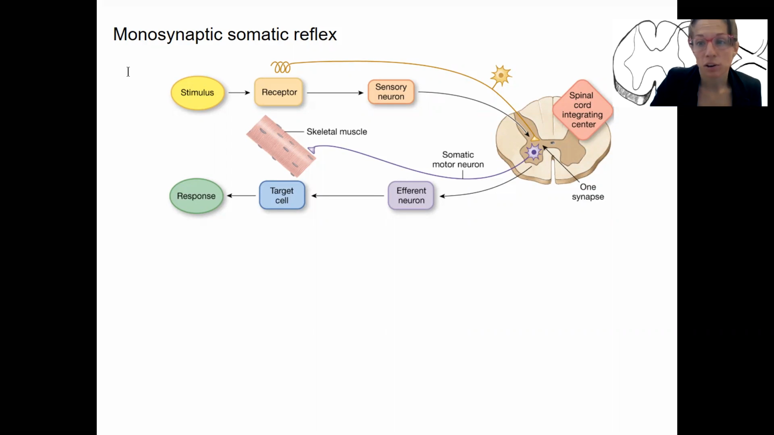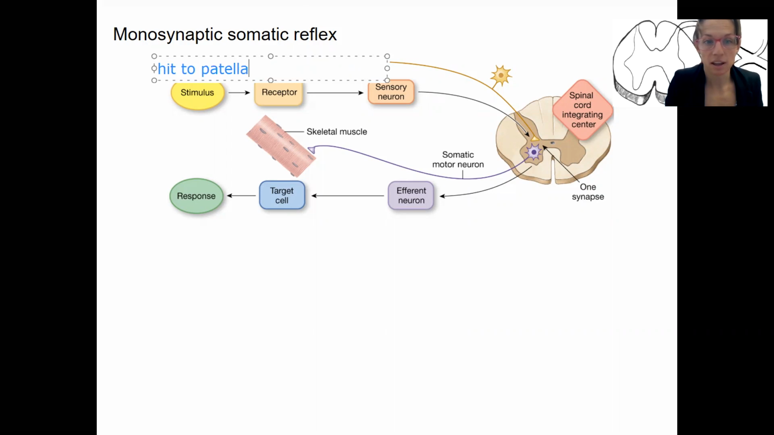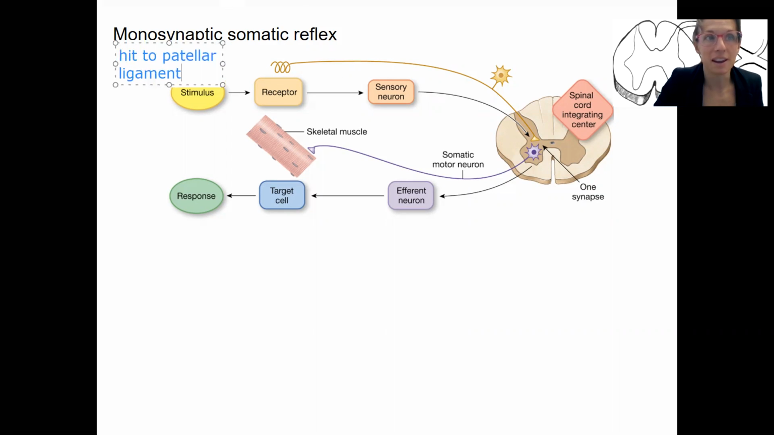So let's practice diagramming the knee-jerk reflex. If you were to do this, you would have a hit to the patellar ligament as your stimulus. The rest of this, and then we'll check it, and we'll do the next step that I briefly want to talk about with the patellar reflex.